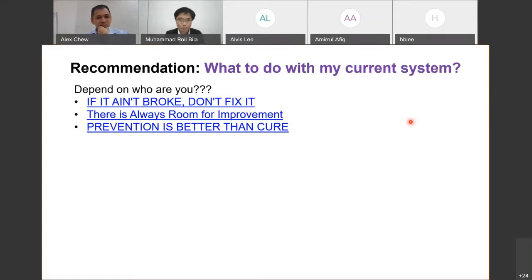You're very happy, good. Another version of us, of people, is that we can also have this philosophy of there is always room for improvement. Well, I know that my system is already good, but there must be a way to improve it. So that's another approach. And then another way of seeing things is that prevention is better than the cure. So we don't wait until it's broken and fix it. If possible, we anticipate the problem and do something before the bad thing happens.